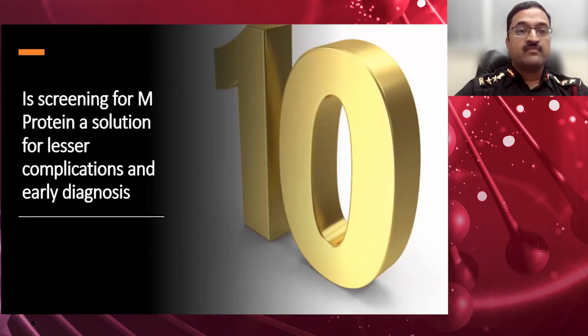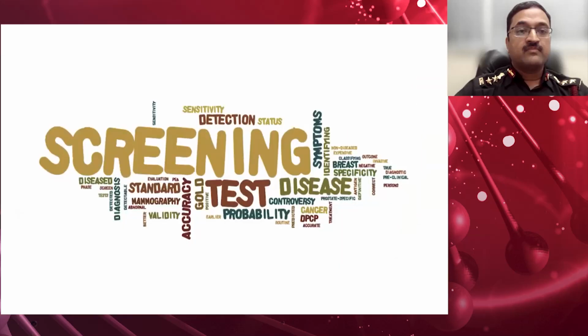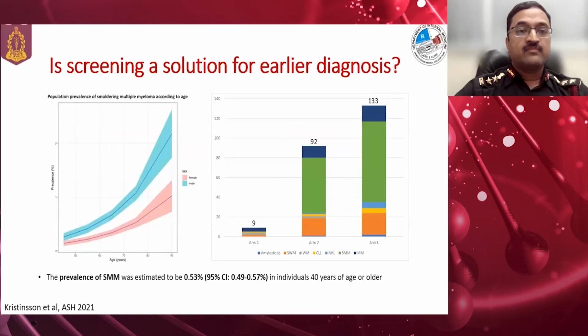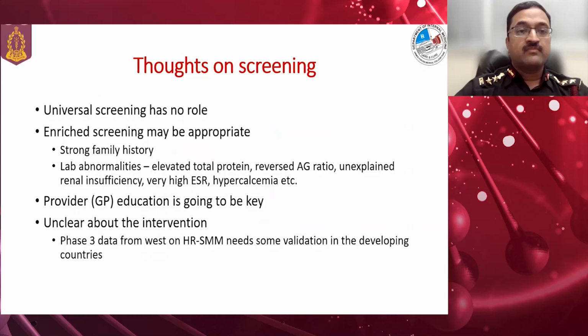The last part I'm going to talk about today is: is screening for M protein a solution for fewer complications and early diagnosis? The answer is no. Though we understand that the percentages are quite high as people keep aging, in our country there are now many executive health checkups offered by competitive pathology labs in the private setup, where they have included protein electrophoresis for any individual above 50 years of age. As of now, it has no role. It should be restricted only to research settings and not for day-to-day clinical practice.